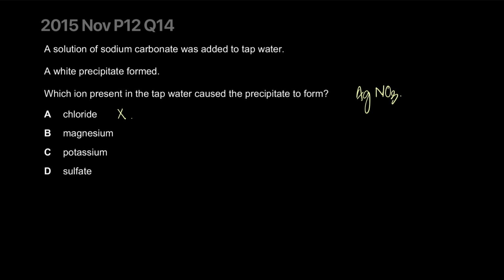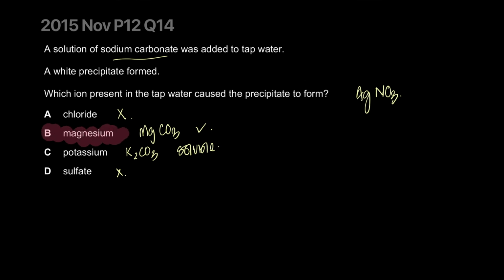Okay, let's ignore B. These two will react with the solution and will have carbonates. Potassium carbonate is soluble, much like sodium carbonate in the question. It's soluble, so there's no such thing as a precipitate. But magnesium carbonate will give you a precipitate, and sulfate won't give you a precipitate, right? So the correct answer is B.